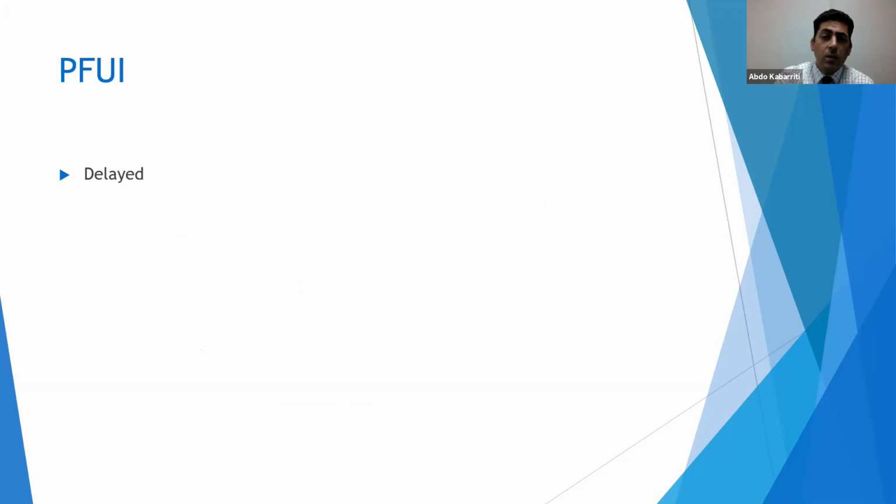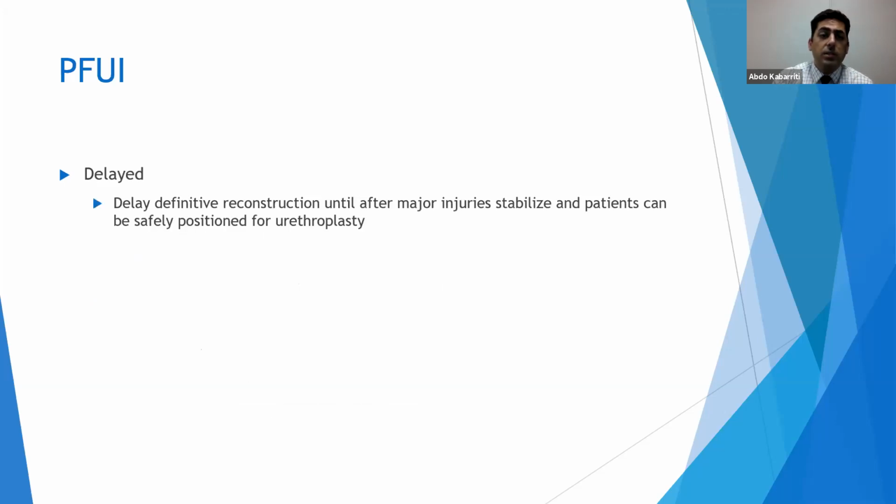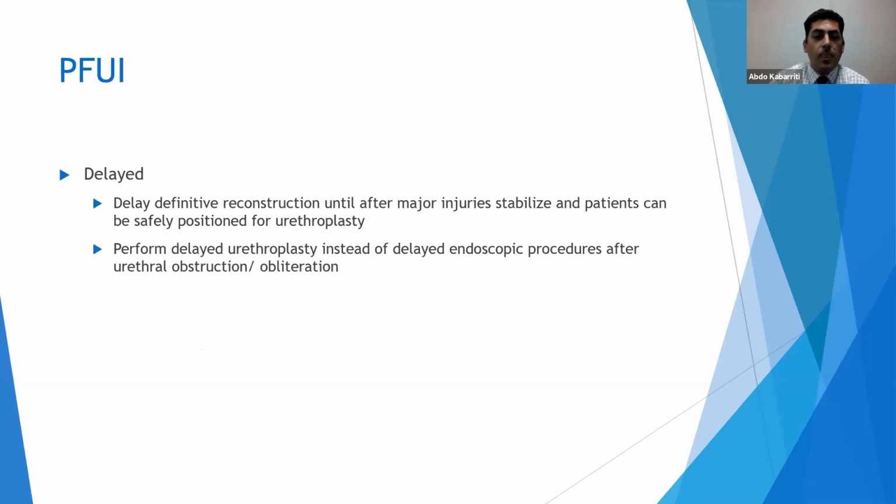In the delayed stage, if you are called for these patients, ideally the definitive treatment should be delayed until all major injuries have stabilized and the patient can be safely positioned for urethroplasty. The delayed urethroplasty ideally should be performed instead of delayed endoscopic procedures, given the high failure rate of delayed endoscopic procedures.